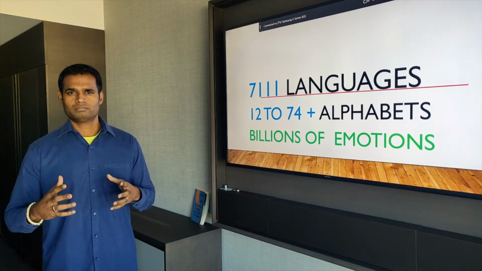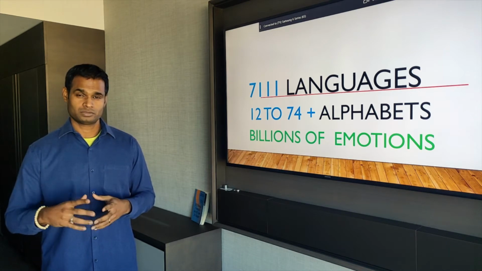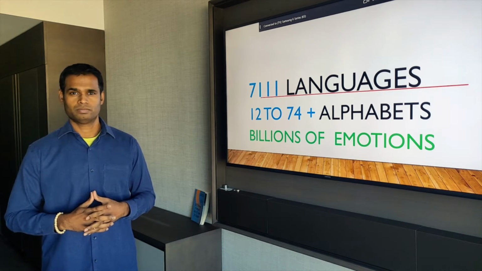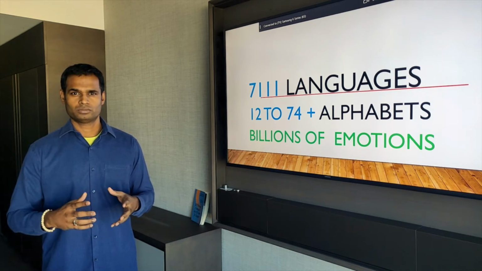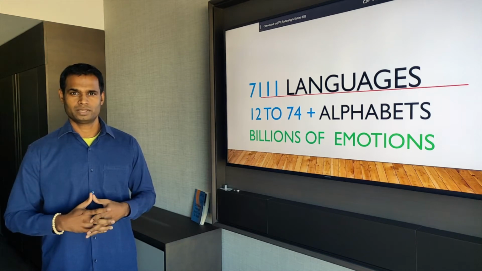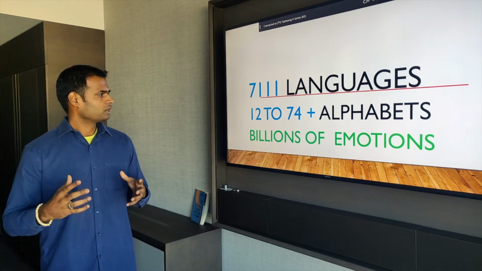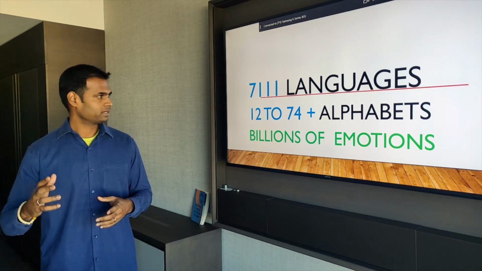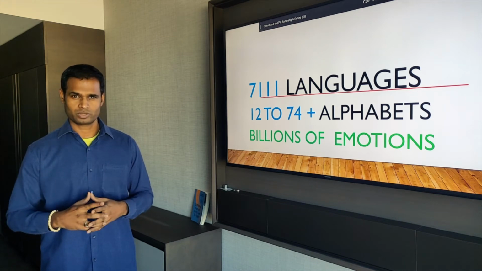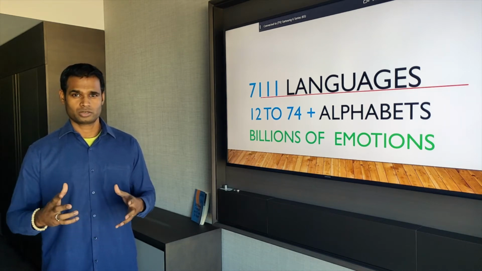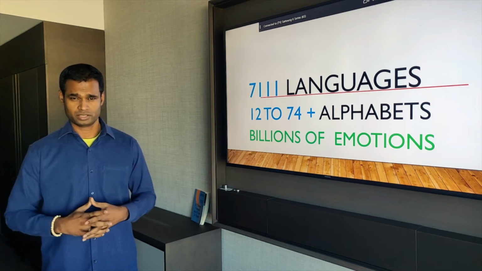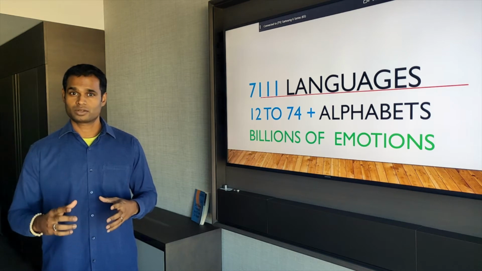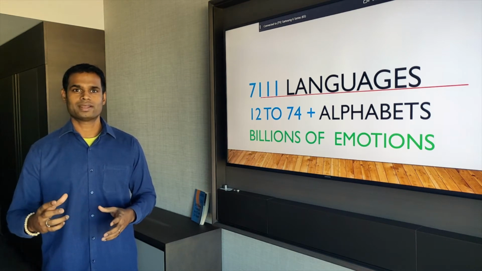So there are 7,100 languages widely spoken across the globe, with 7 plus billion people around the world, 4,000 being the lowest, and 1 plus billion being Chinese. And there are also alphabets, starting from 12 letters to 74 letters, that we currently use across the globe with the different languages. And again, it's billions of emotions. Let's get into it a little bit more for a broader understanding.